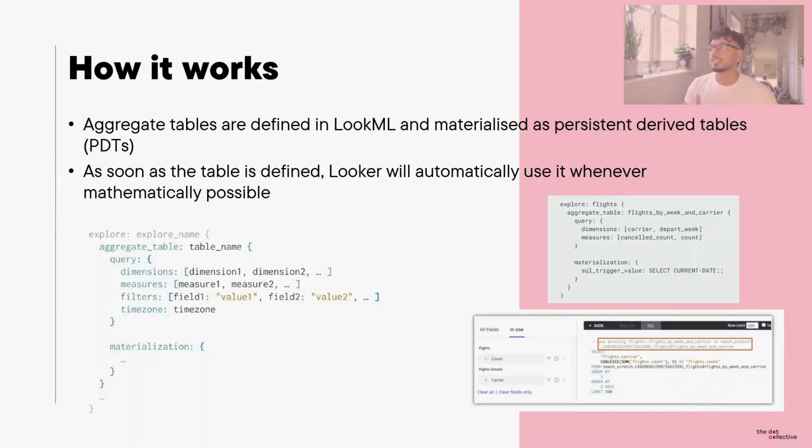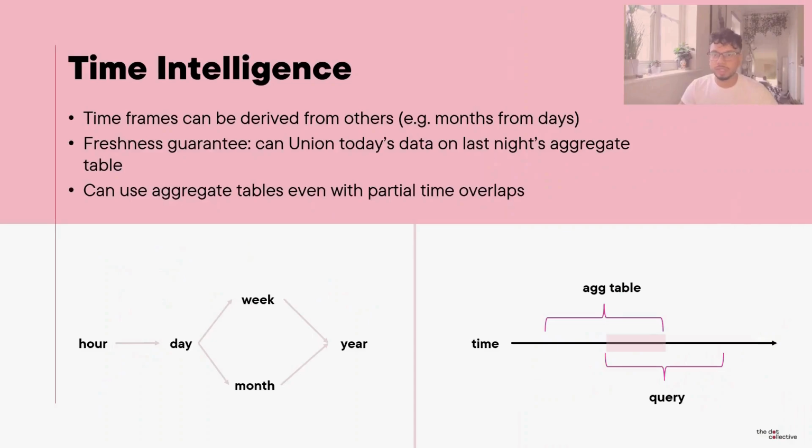The next thing that's really interesting is time intelligence. Looker can, as I said earlier, derive time from other versions of time, if that makes sense. So day can be derived from hour, week and month can be derived from day, and year can be derived from week and month. You might be able to even derive year from day, but it won't do it unless it's optimal and unless it actually saves on resource.